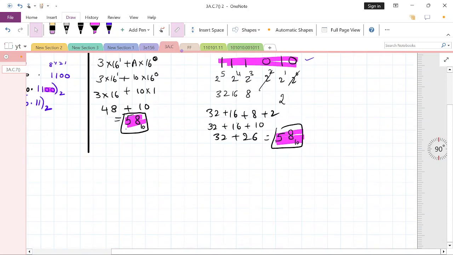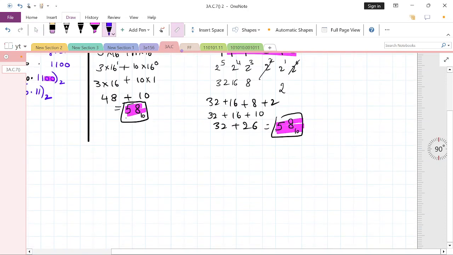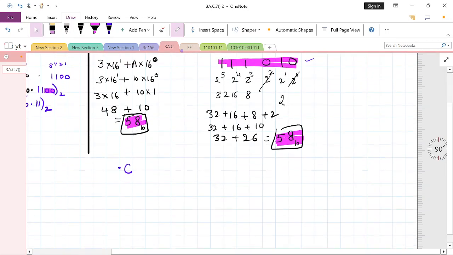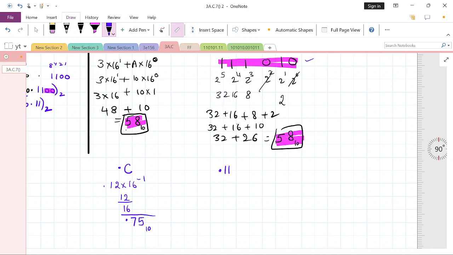Okay, let's see that dot c part. Here I'm having dot c, and what was the value that you were getting? That is dot 11, right? So c is equivalent to 12, 12 into 16 to the power of minus 1. So if you make all the calculations, you can just check out. So this will become 12 divided by 16, and the answer that you will get is 0.75 in decimal.